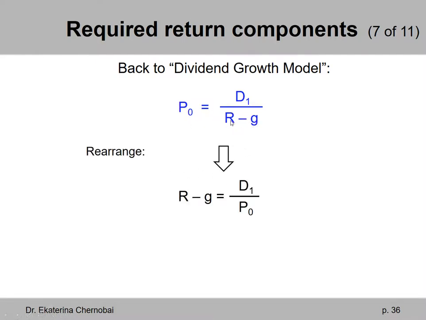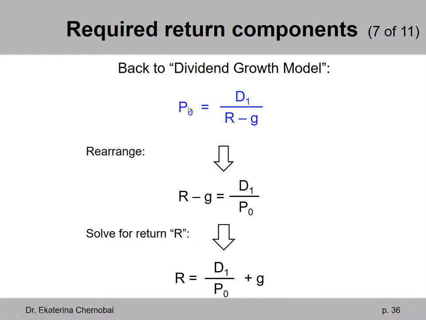First, R minus G, the denominator, is mathematically equal to D1 divided by price 0. Then we want to get rid of minus G, and we do that by moving G, the growth rate, to the right hand side. Now we have only R remaining on the left hand side, and that equals D1 over P0, and then we add G to that fraction. So this is how we rearranged the formula we had earlier.